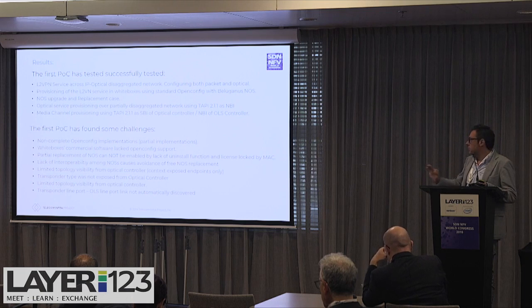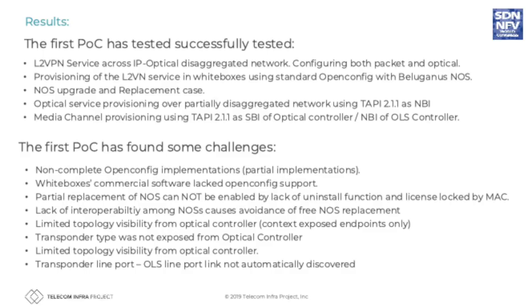The optical service provisioning using the transport API worked nicely. The media channel provisioning was fine. The only difference between the two is that the first one is from client interface to client interface, and the second one is a pure spectrum. And the challenges that we found: the OpenConfig implementations in the commercial devices were not fully complete, so we still need to tweak and discuss with the vendors, saying please go in this direction, don't do these proprietary things.